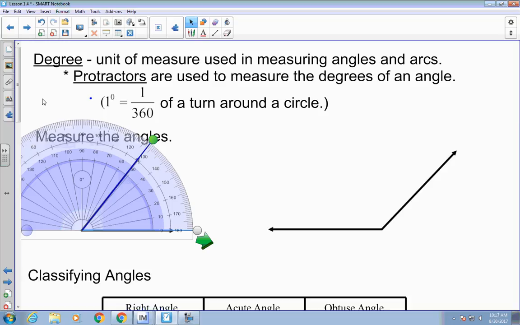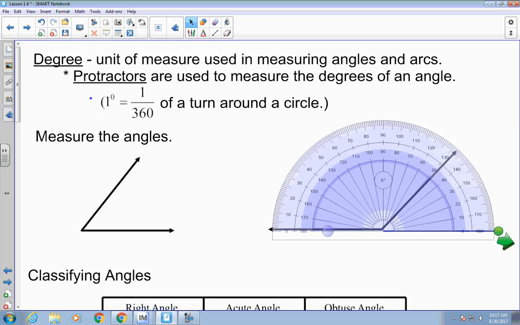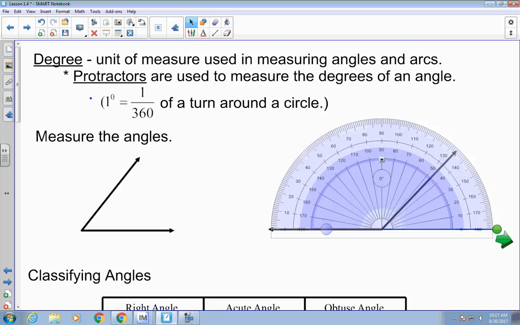Now, on my other one, I flipped it just so that you could see, because sometimes you use the top numbers. Okay, so again, I'm going to line this up, put that crosshair or that circle at the vertex of the angle, and line this up along the 0 and 180. Now, as this angle increases, it goes 10, 20. I'm using the top numbers this time, right? And it keeps going. There's 90. It's bigger than 90, and it looks like it's about 132, 133 degrees.